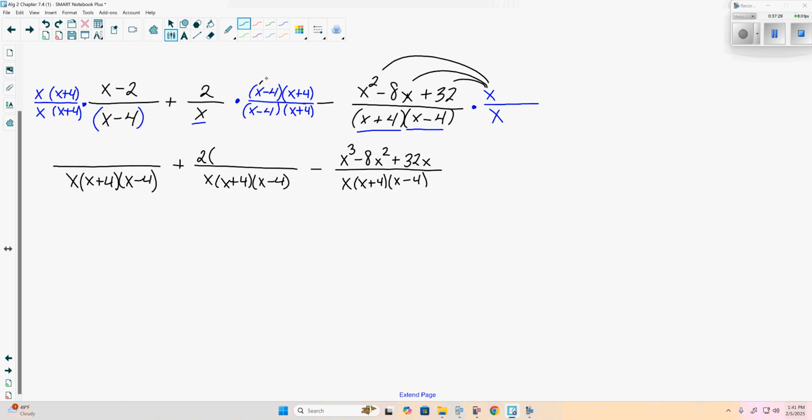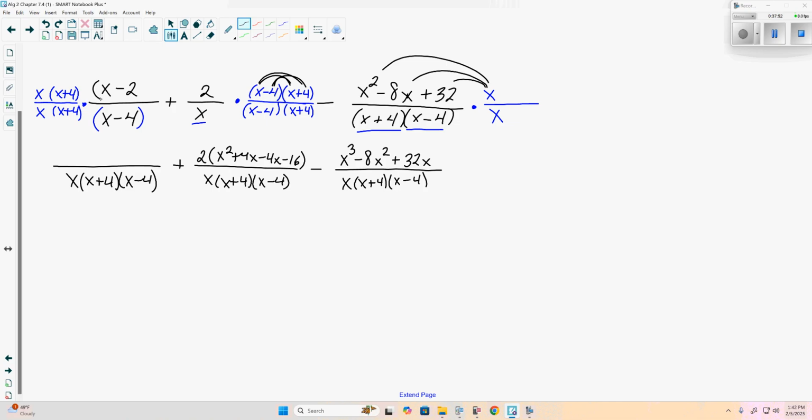There's a way to actually know this. x times x is x squared. x times 4 is going to be plus 4x. Negative 4 times x is going to be negative 4x. And negative 4 times 4 is going to be negative 16. We'll combine like terms here in a minute.